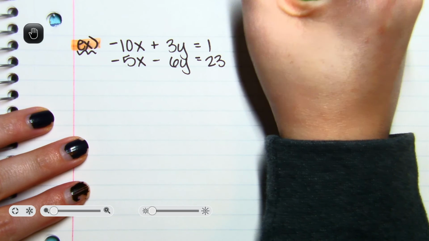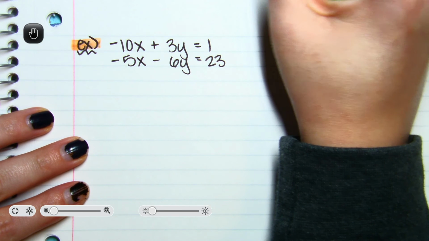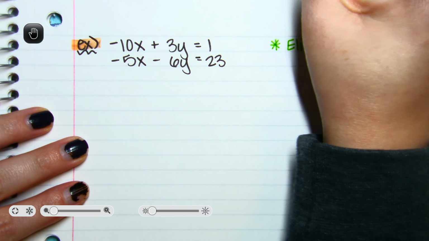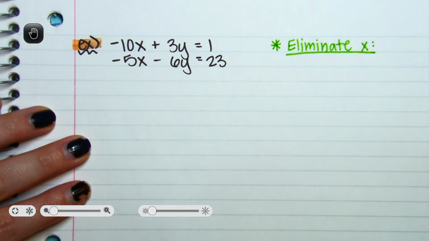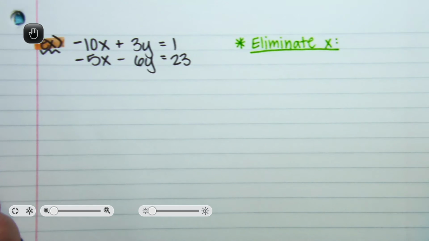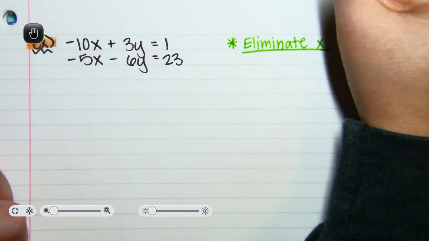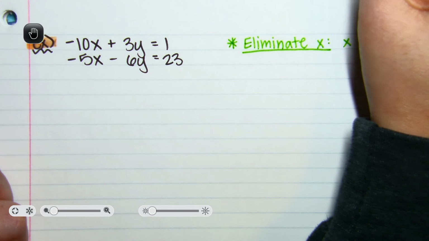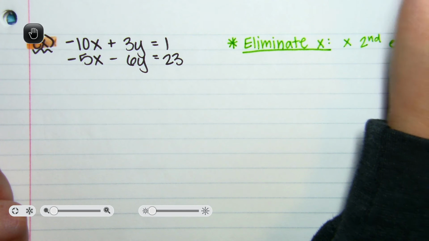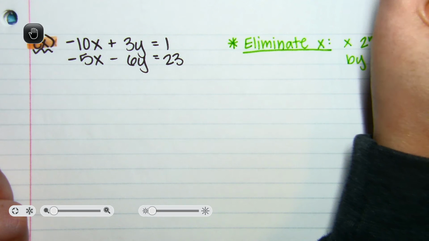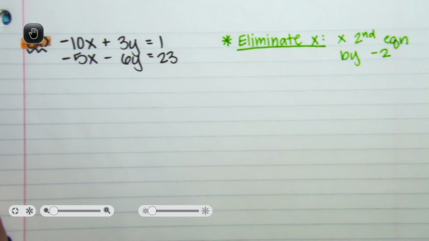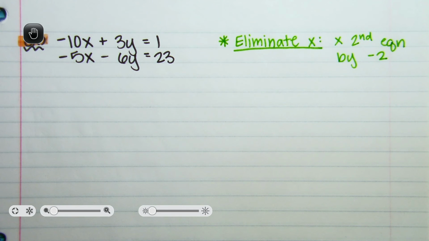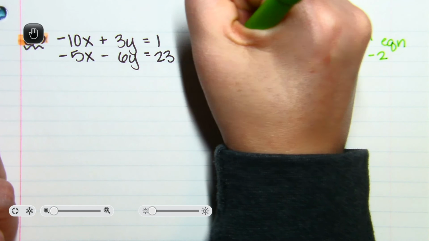So let's write the options. Eliminate x. So to eliminate x, multiply the second equation by negative 2. That'll give you negative 10x and positive 10x. Now our other option is to eliminate y.